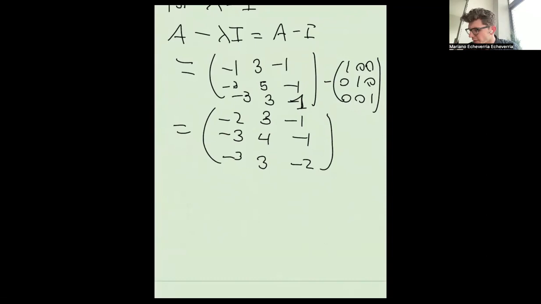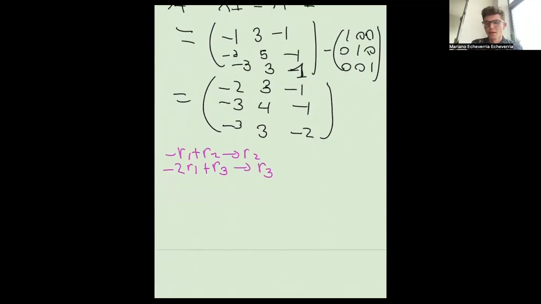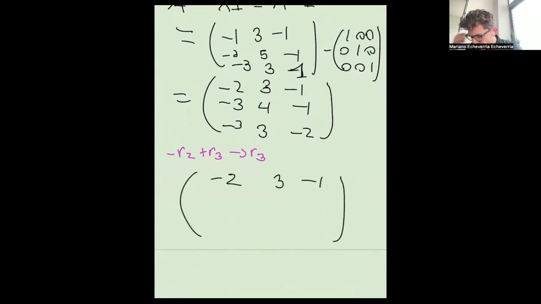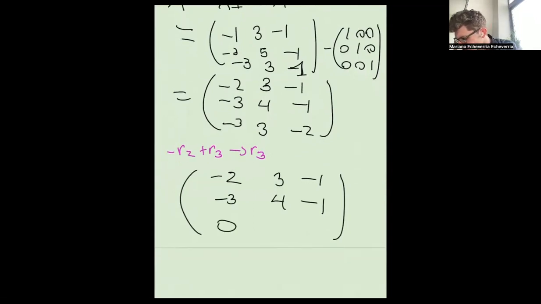Let me do it in a slightly different way. I'll do minus row 1 plus row 2 into row 2. And then I'll do minus 2 row 1 plus row 3 into row 3. I just want to kill the last, or well, no, let me do it the old-fashioned way. I'll do minus row 2 plus row 3 into row 3 first, to get a 0 here. That's basically my goal. So here you go.